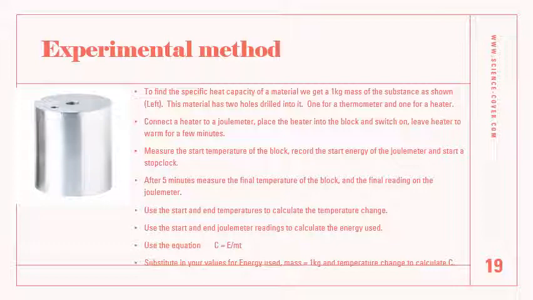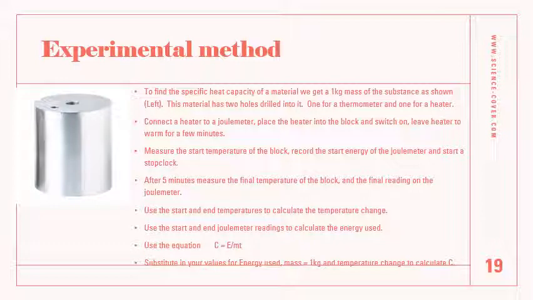Then you measure the start temperature of the block and take a reading of what energy is recorded on the joule meter and start your stop clock. After 5 minutes, measure the final temperature of the block and the final reading on the joule meter. Now you need to compare your final readings to your start readings. So to find the change in temperature, you take the final temperature and the start temperature and subtract one from the other to get the temperature change. And we do a similar thing with the joule meter. You have a look at what energy on the joule meter is at the final reading and subtract what it was at the start to get the energy that's been used by the heater.